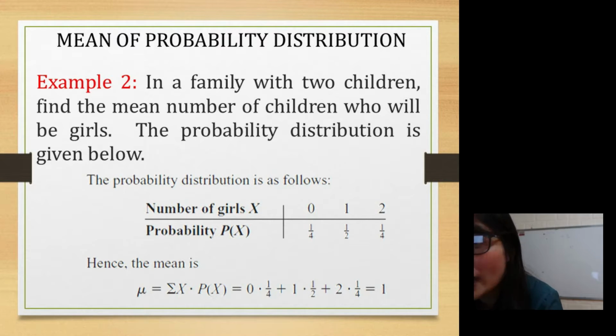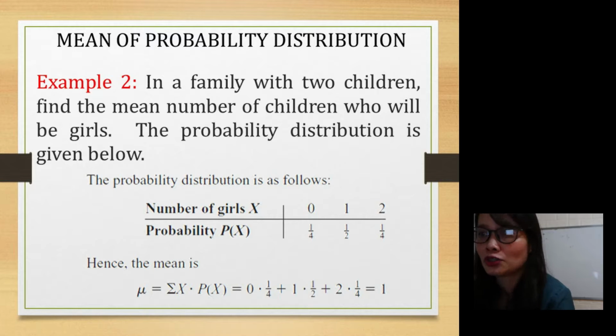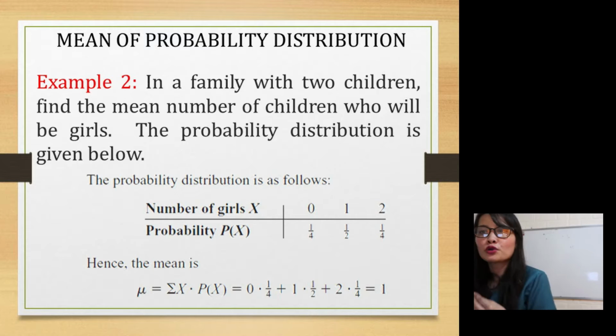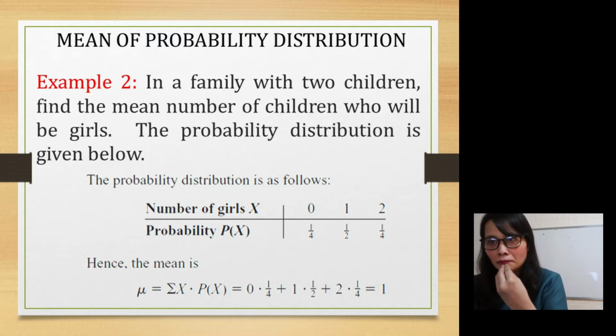There is only one possibility out of 4 outcomes that the 2 children are all girls. So the probability of getting 2 girls out of the 2 children is 1/4. Now, how do we solve for the mean? To find the mean, multiply the number of girls by its corresponding probability and then add.